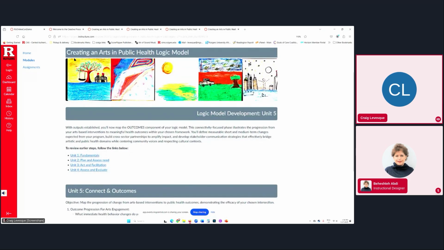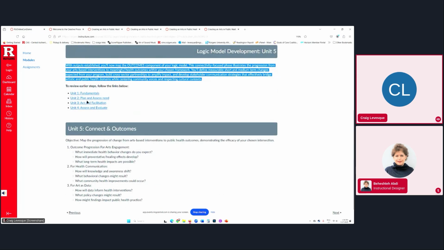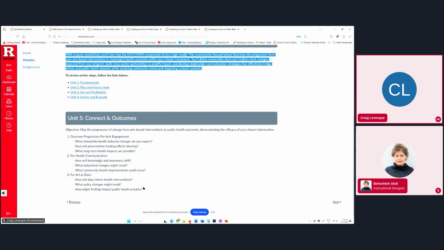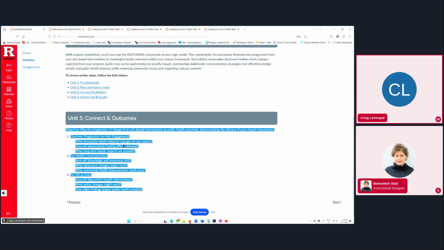And we have the name of the assignment. Down here we're on step number 5 of 6. We have our basic instructions, and then a couple links to the previous ones in case you need to review. And down here we have the specific assignment outcomes and goals.